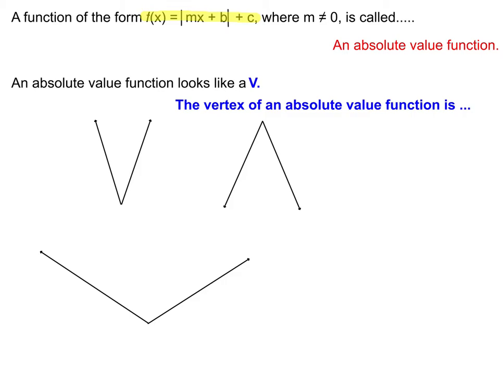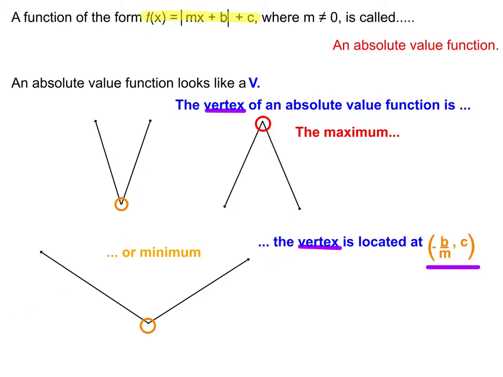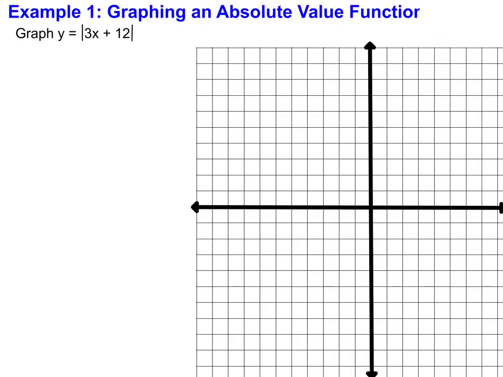Okay, an absolute value function always has a vertex. A vertex is the starting point. It's the middle of the V. And the vertex of an absolute value function is always either the maximum value of the function or the minimum value on the graph. Here it's the maximum, all other values are lower. Here it's the minimum, all other values in that function are higher. The vertex is located at negative b over m comma c from these values. So you can always find the vertex pretty easily.